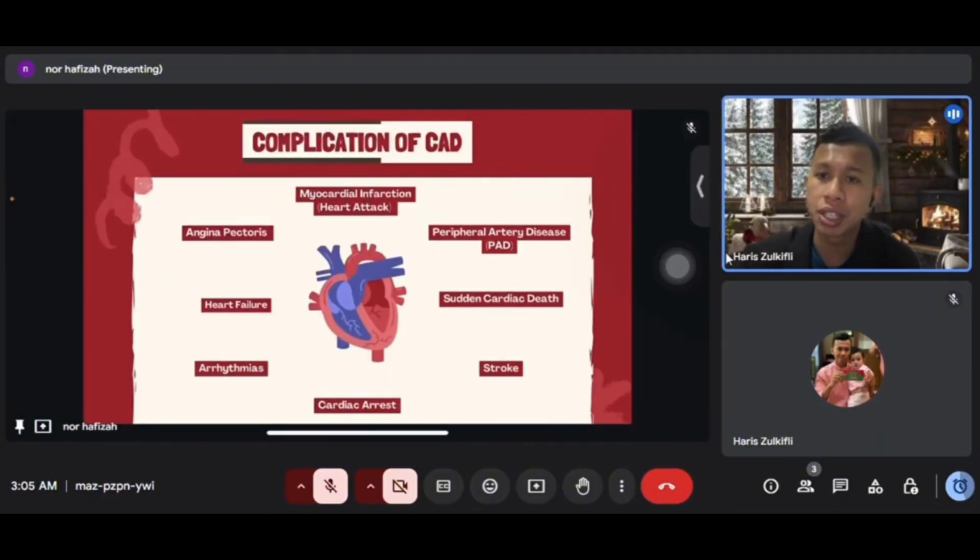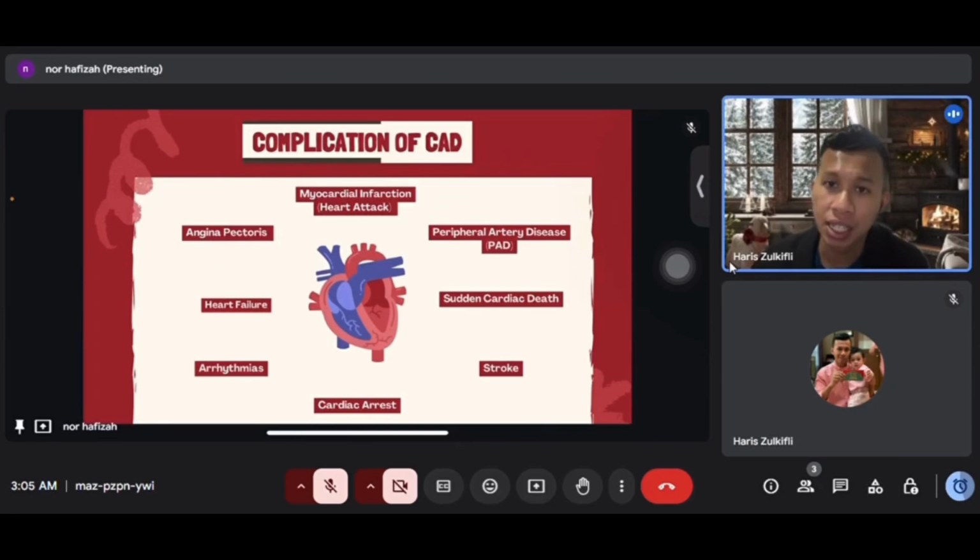Okay, now we will go to the complications of coronary artery disease. The first one is myocardial infarction. It occurs when the coronary artery becomes completely blocked, cutting off the blood supply to part of the heart muscle, leading to tissue death. And next one is angina pectoris, which is chronic chest pain or discomfort due to reduced blood flow to the heart, often triggered by exertion or stress.